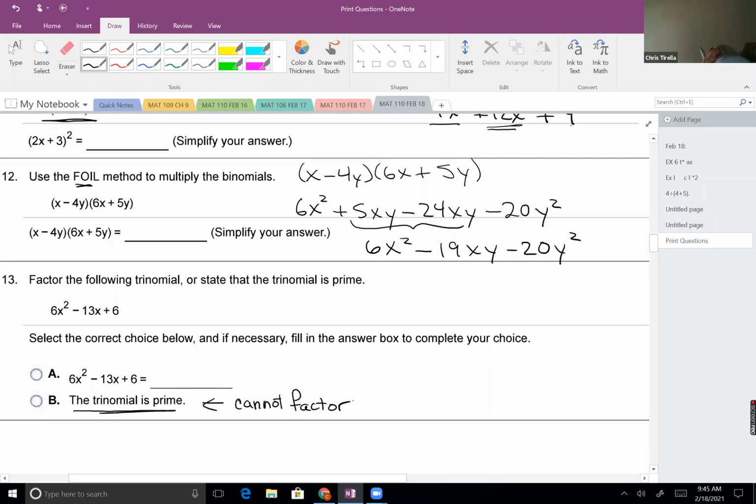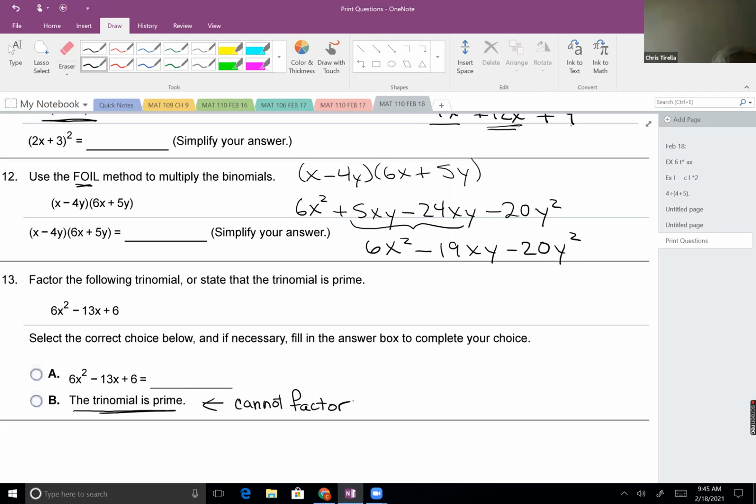I'm going to ask you folks, would you be more likely to do this by trial and error? Or would you be more likely to do this using that AC method? I think trial and error. I haven't used the AC method since we learned it, so.